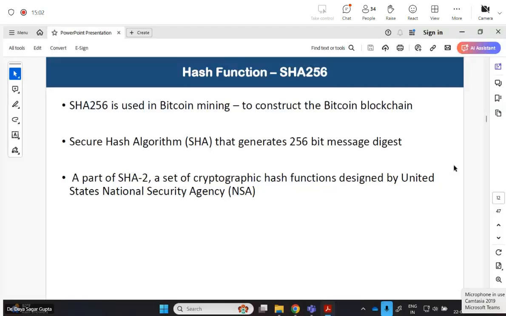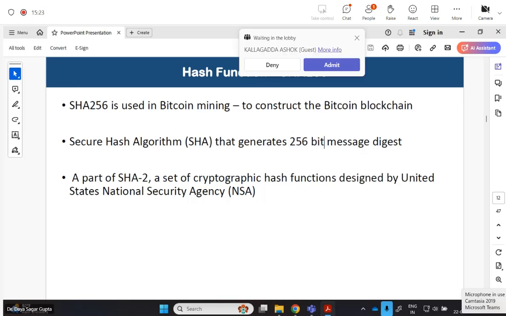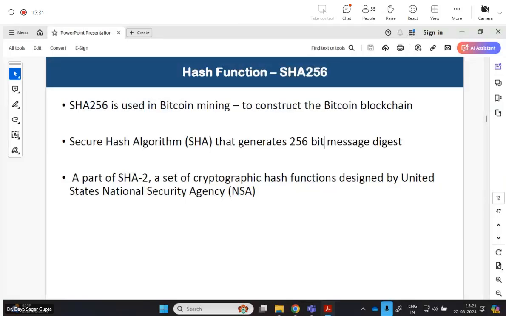This algorithm is basically going to take a message of any length, and it is going to produce a 256-bit message. What is a hash function? A hash function can take any value, and it is going to output a fixed length message. Similarly, it is going to give you the 256-bit message digest.